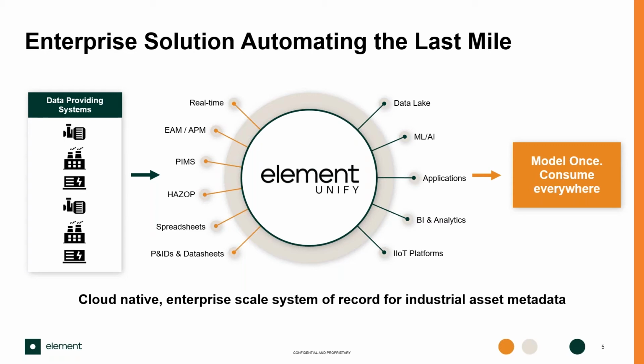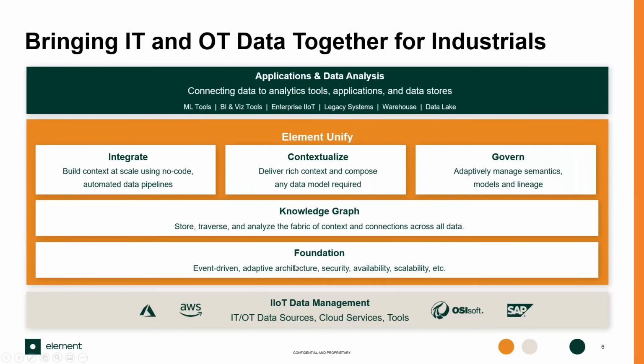And so we can scale from the cloud to the edge. We really do three things in the software. We do these very well. We integrate the data. So we build the context at scale in a no-code environment that's automated. And by automated, that means that when something changes in one of your source systems, it changes in Unify as well, so that once you organize your data, it stays organized.